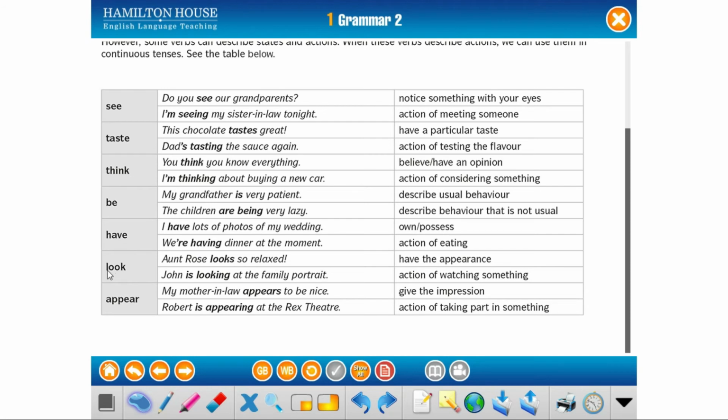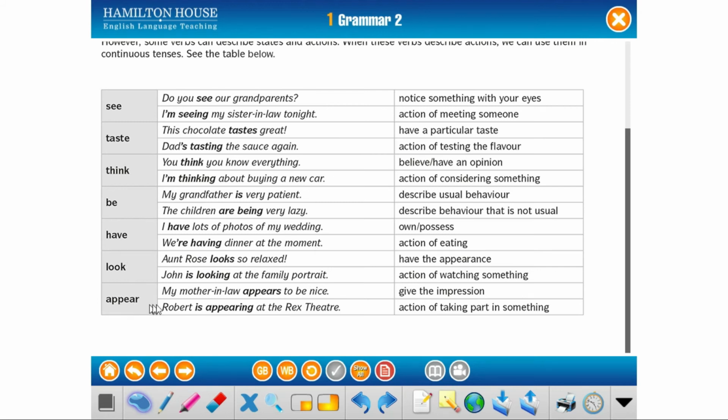Then we have the verb look. We have, Rose looks so relaxed. In this case, remember that we're using looks, we add the S termination because Rose is third person. We are talking about the appearance. It's like when we say, oh, you look tired, you look happy, you look very well. You're giving your opinion, or you're talking about the appearance of someone or something. But when we add the ing termination, we are indicating that we are focusing on something. Like John is looking at the family portrait. That means that he's paying attention, he is focused on the family portrait.